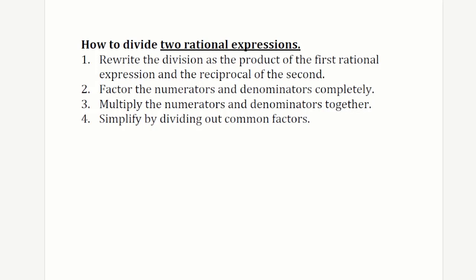All right, so on my screen here, this is a setup instruction for how we can divide two rational expressions. So the first big important step here is to rewrite the division as the product, as a multiplication of the first rational expression and the reciprocal of the second. All right, so this is one big step, and then now you can see that starting step 2 and to the end, this is mainly how we do a multiplication problem as usual. All right.